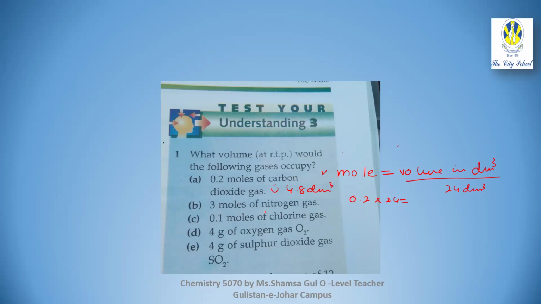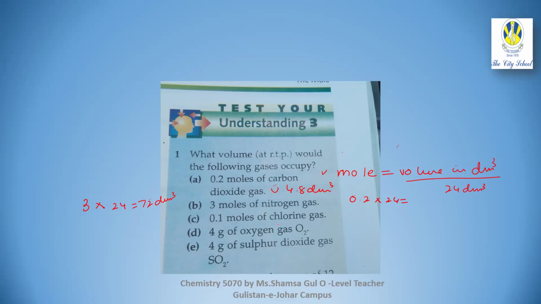So this one, 3 moles of nitrogen gas. Can you try what you will do? We multiply the moles, 3, by 24. Yes, well done, 72. So that's going to be 72 decimeter cube. Sometimes they do ask us to write the volume in centimeter cube. To convert bigger into smaller, you'll multiply by 1,000. So it will be 72,000 centimeter cube, right?